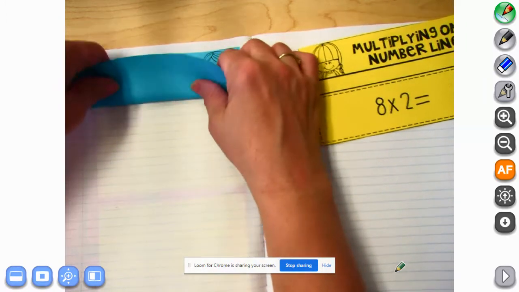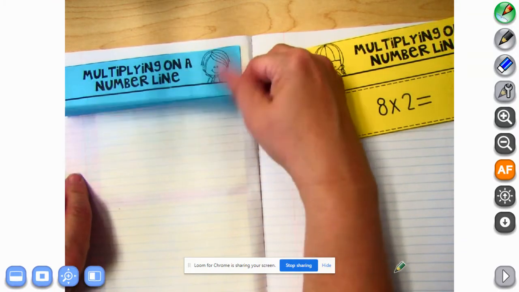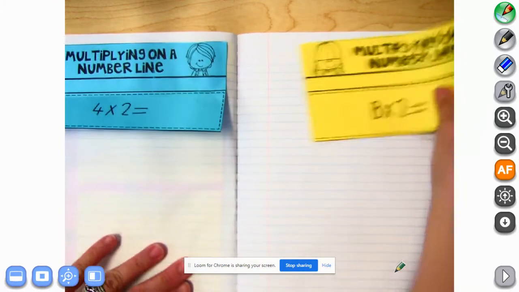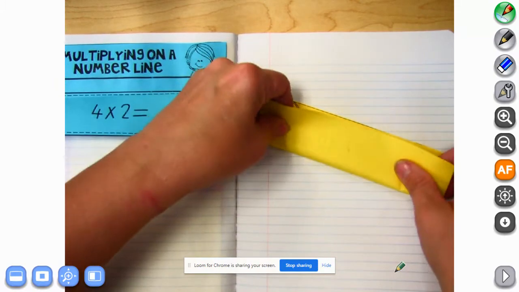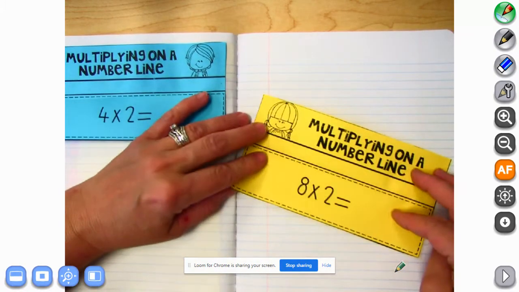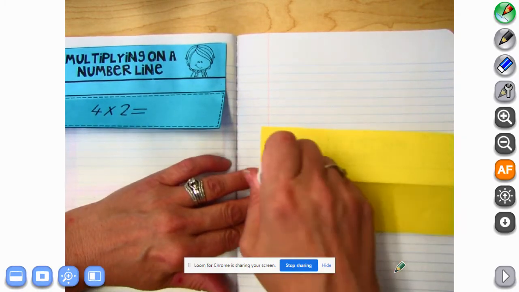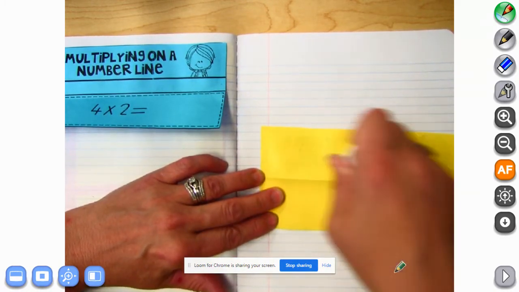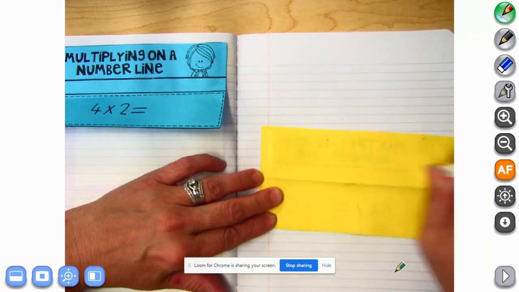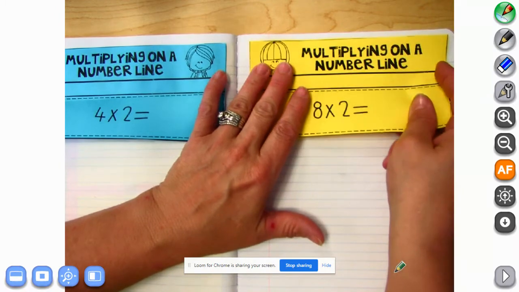So that I can still lift my flap. Right there. Same thing with this one. If you want to do it first, flip your top part so you know where to stop. That way you can see the line above it, and you won't have glue on the part you're supposed to be able to lift up. Okay.